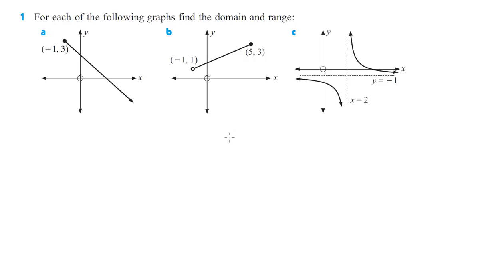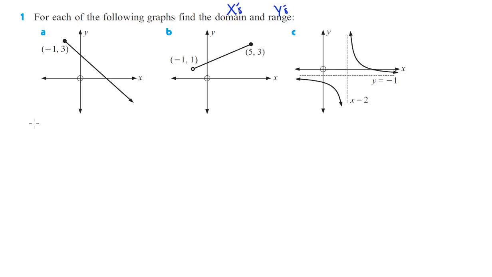I'm going to take you through the 9B assignment. Okay, so let's start with number 1 here. For each of the following graphs, find the domain and the range. Now, remember, domain is what the x's can be, and the range is what the y's can be. Okay, so all we're trying to do is figure out what each of those can be.